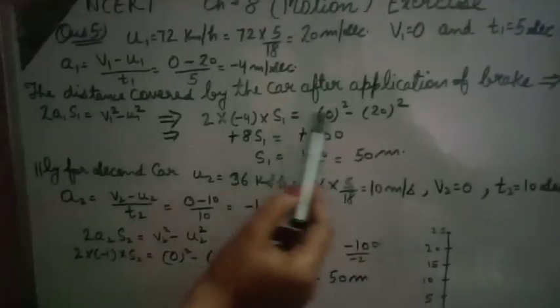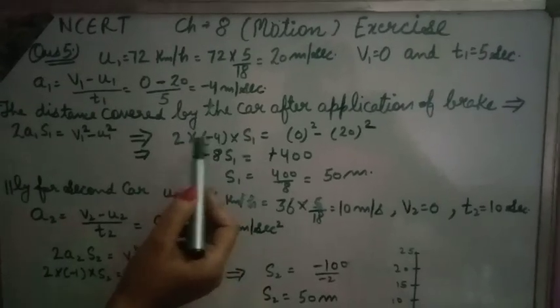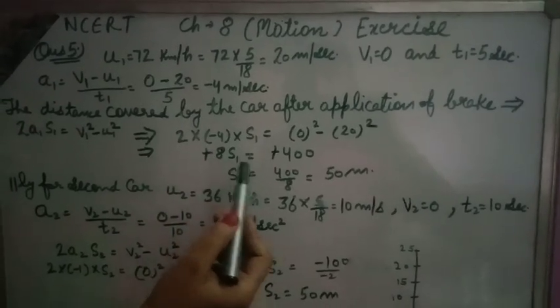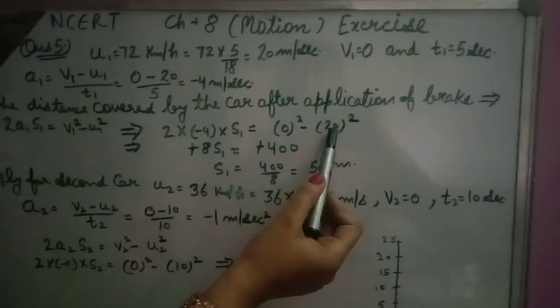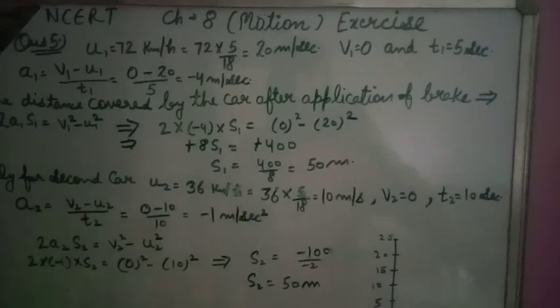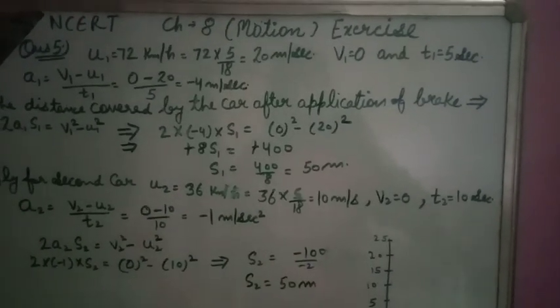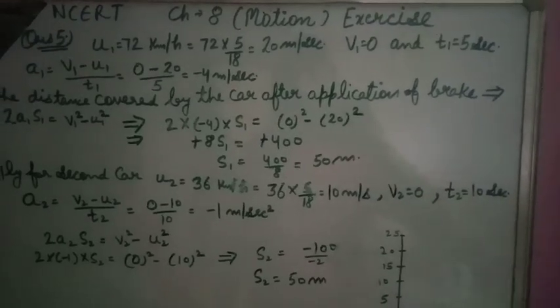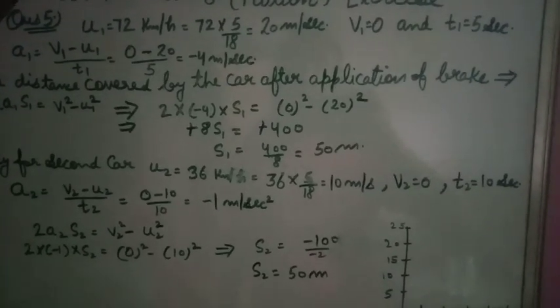As I will put all the values in this equation, I will be left with 2 × 4 × s1 = 0 − 20², that is 400 − 400... the minus minus will be cancelled, and the value of s1 will come out to be 50 meters.